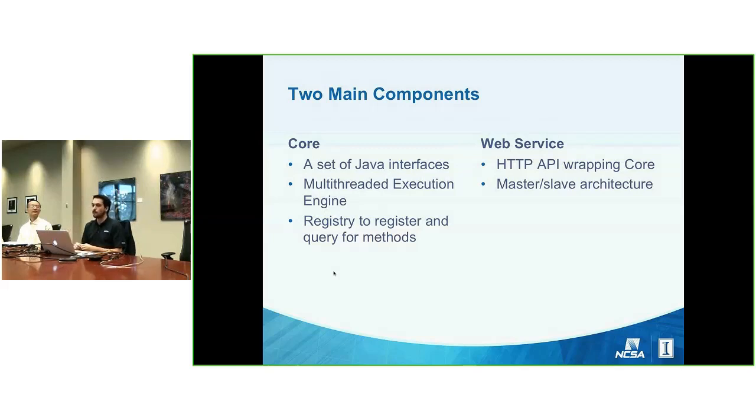The second component is a web service, and that's the one that, from a user perspective, is probably the most relevant one. So if you want to use the system, you're probably going to go through the web service. It's your typical HTTP API, a RESTful web service. It wraps the core, meaning the service itself runs the core underneath, and it also provides a master-slave architecture, so that you can set up a bunch of slaves for the master for many reasons. I'm going to go over that in a little bit.